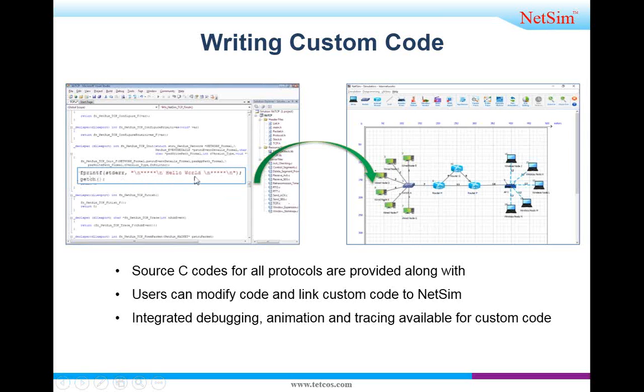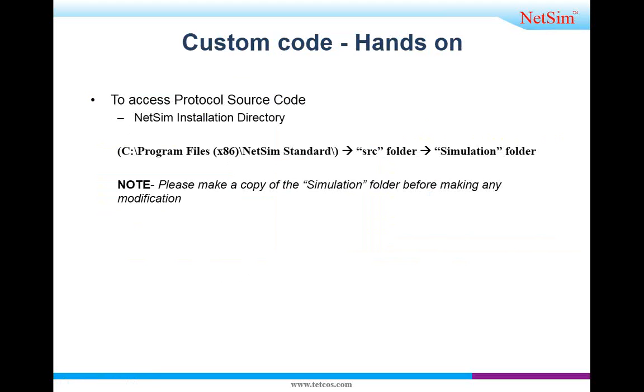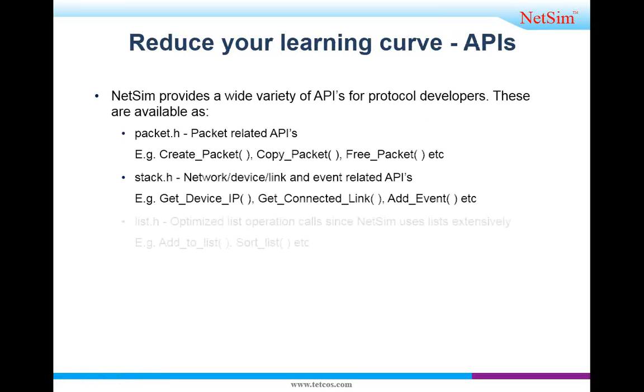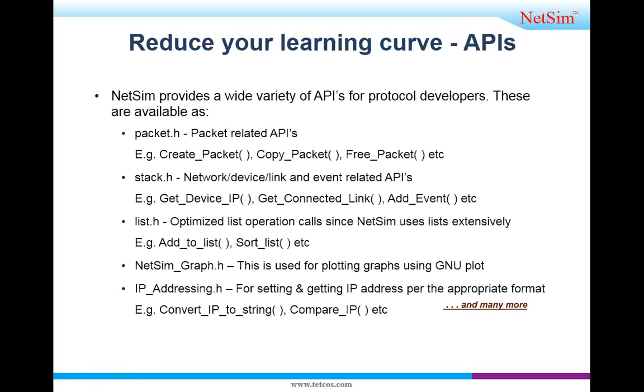It has printed Hello World in this program, and when it is linked through the NetSim GUI and you run the simulation, it will first print Hello World, then it will go to the simulation. These custom codes are available in the NetSim installation directory. NetSim has also provided some APIs for protocol developers that will help in protocol development. There are packet.h, stack.h, list.h, NetSim graph.h, and IP addressing.h. These are some APIs available for protocol developers.